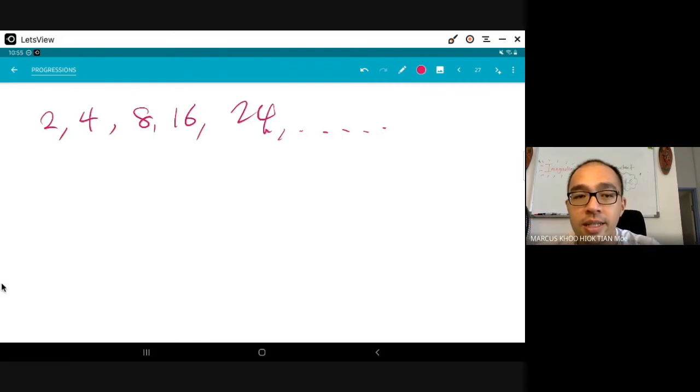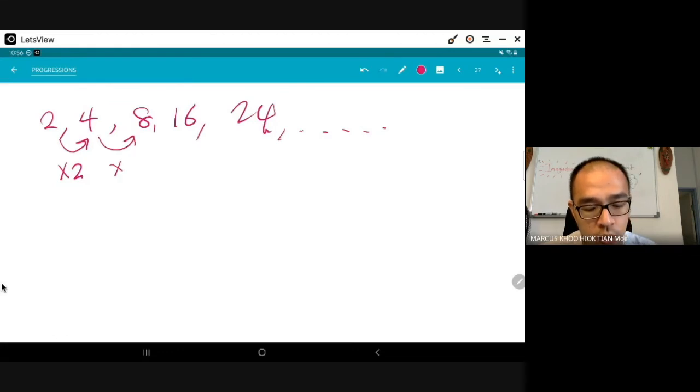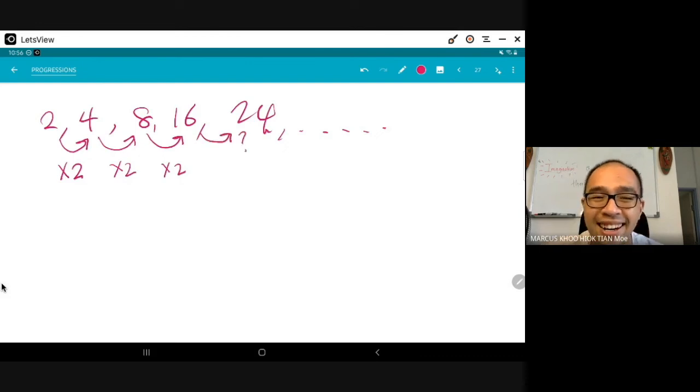8 times 2 is 16. 16 times 2 is not 24. So this is a very important thing. Sometimes a progression looks like it's a geometric progression. This is 2, the common ratio is 2. This one is 2. This one is 2. But then suddenly this one is something else, so it's not 32. So when they give you a progression, you have to check that every single pattern is the same. Don't just take the first 2 and assume it is the same. Not necessarily. Sometimes it may not be the same. So be very careful with that.